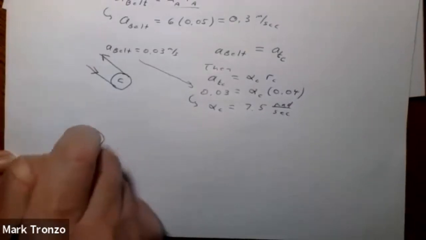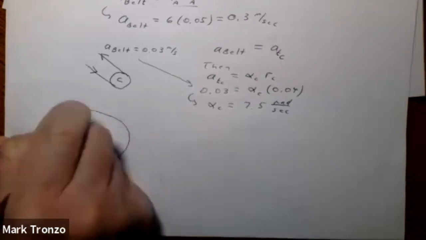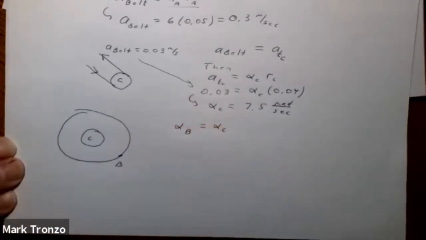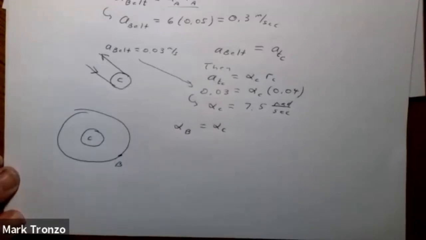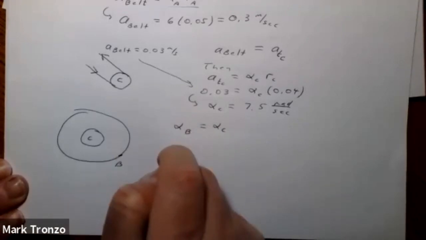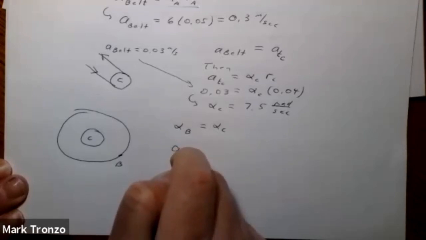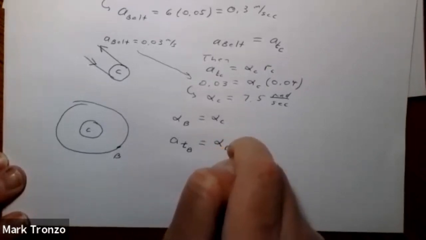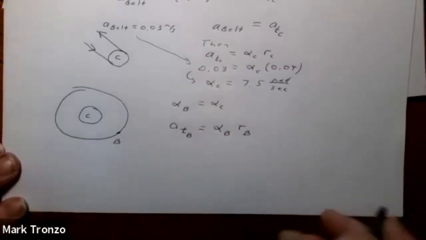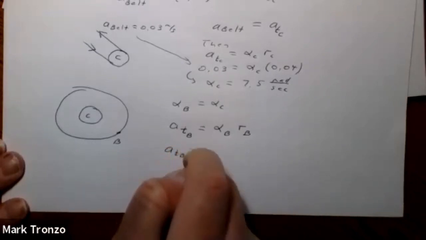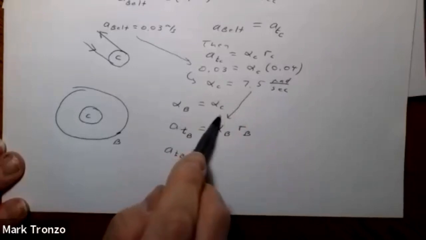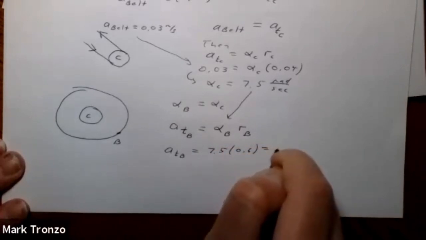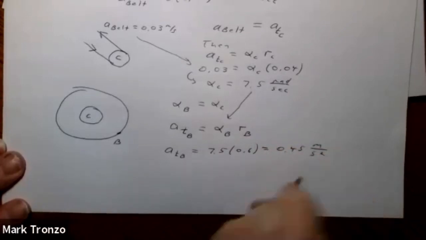So once again, we know the angular acceleration, and since C and B are connected together, the angular acceleration of B is going to be equal to the angular acceleration of C. And so that means that if we want to find the tangential acceleration of B, that's going to be equal to the angular acceleration of B times the radius of B. And so A_tB, since alpha A, alpha B and alpha C are the same, is 7.5 times 0.06, that's about 0.45 meters per second squared.